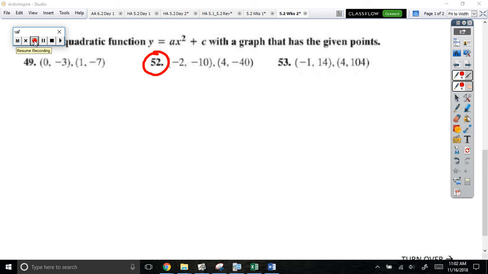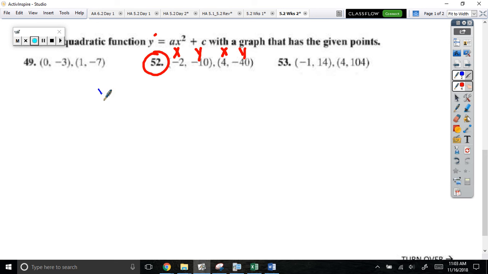All right, so if any of you are having trouble with number 52 and 53 on the homework from 5.2 worksheet 2, I'm going to go over 52. Same setup as what we did in class today. We're going to pick one of the points and plug it into the original equation as x and y.